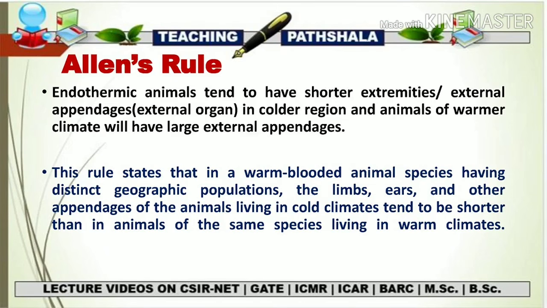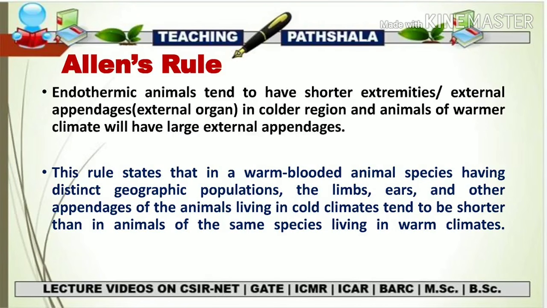Now the question arises: what is the need of adapting such kinds of features? The concept is the same: if a particular animal has larger external organs, that is going to help maximize the heat loss from their body. That is why animals present in the warmer climate have large external organs like ears and tails, because larger external organs help in maximizing heat loss, so that they are able to survive in extremely warm conditions.